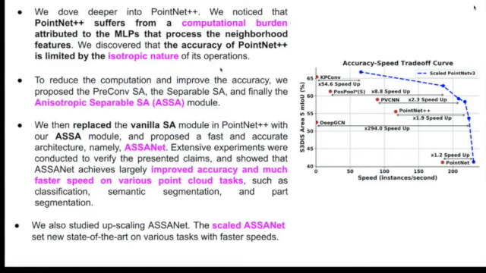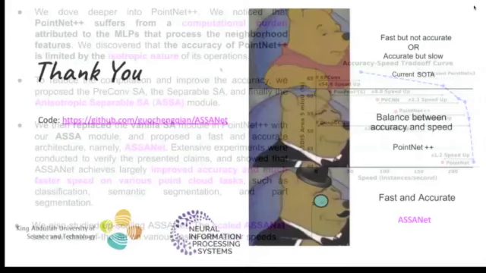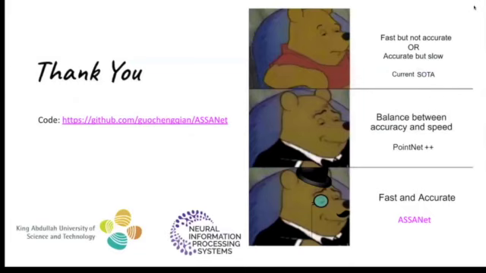Extensive experiments were conducted to verify that our module can largely improve the accuracy and achieve faster speed on various point cloud tasks. The scaled ASSA module also sets a new state of the art on various tasks with faster speed. The current state of the art is accurate but slow. PointNet++ achieves a good balance between accuracy and speed, but our ASSANet is faster and more accurate.